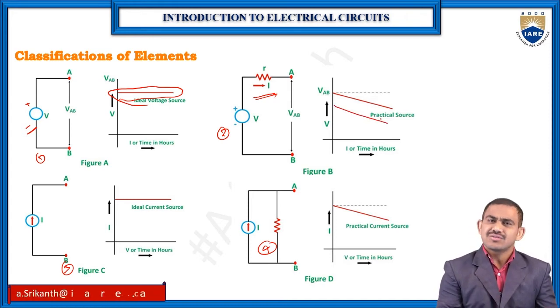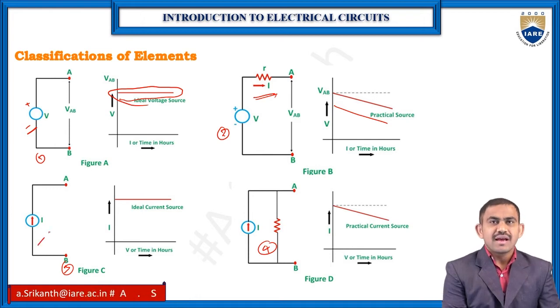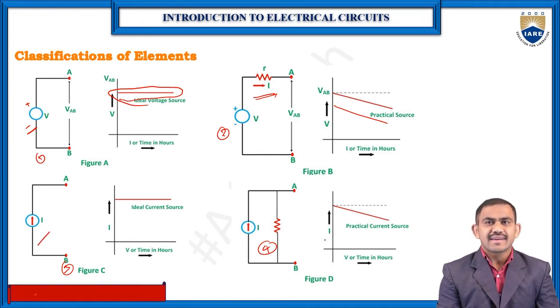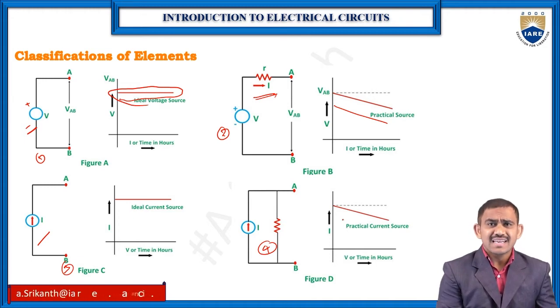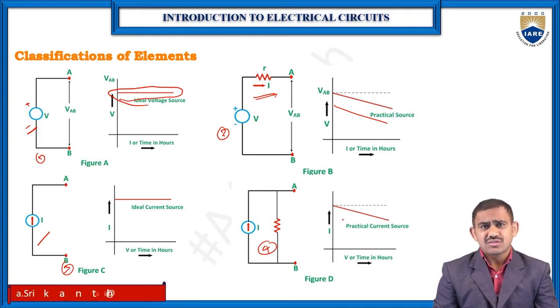Same thing for the current source also. This is the ideal current source, and this is the practical current source. In the ideal current source, figure 3, the current source doesn't have internal resistance. Coming to the practical current source, we have some internal resistance.